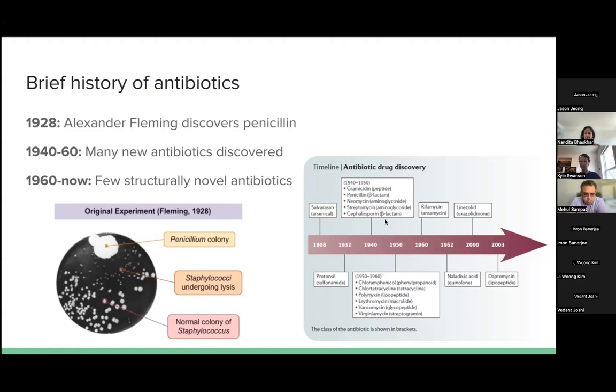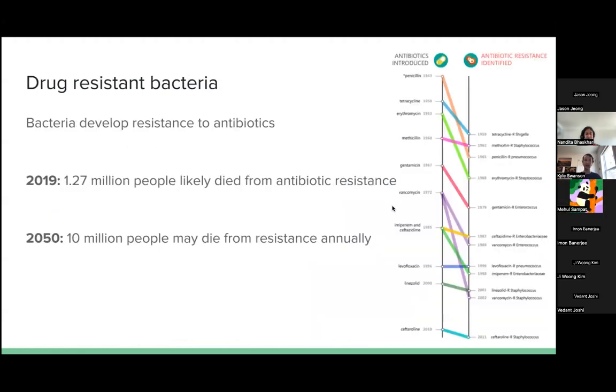That might not necessarily be a problem because we already have a lot of existing antibiotics, but one of the main issues is the rise of antibiotic resistance. Even though we might have some drugs to treat bacteria, over time the bacteria develop resistance to those drugs just by being exposed and then evolving resistance mechanisms. A study showed that in 2019, potentially as many as 1.27 million people died specifically because of antibiotic resistance, and the problem is only getting worse. That same study estimated that by 2050, potentially as many as 10 million people might be dying every year because of resistance.